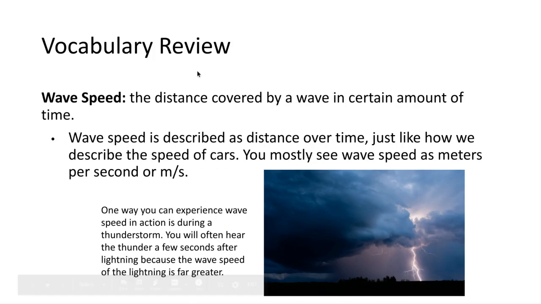Wave speed is the distance covered by a wave in a certain amount of time. Wave speed is described as distance over time, just like how we describe the speed of cars. You mostly see wave speed as meters per second, or m/s. One way you can experience wave speed in action is during a thunderstorm. You will often hear the thunder a few seconds after lightning because the wave speed of lightning is far greater.